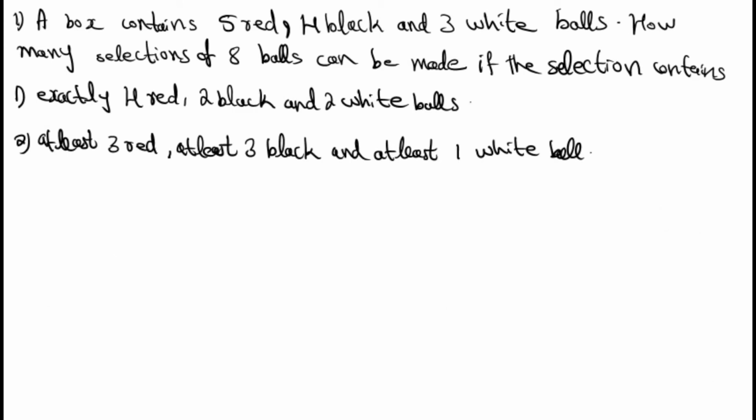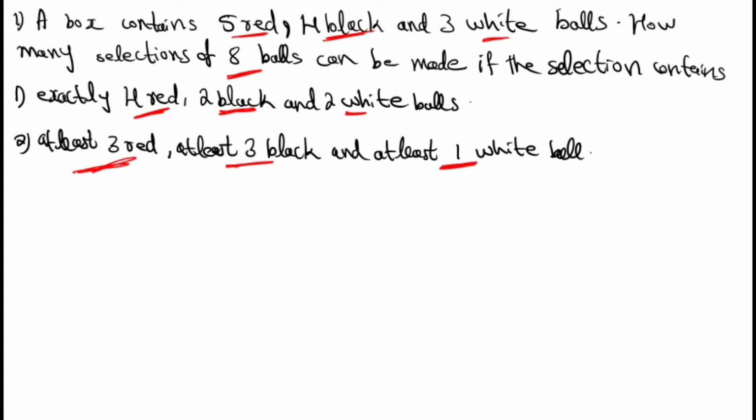See the next question. This is an important 3-mark question. A box contains 5 red, 4 black and 3 white balls. How many selections of 8 balls can be made if the selection contains, first, exactly 4 red, 2 black, 2 white balls. That means exactly 4 red, 2 black, 2 white balls, not more or less than the given number. Second, at least 3 red, that means 3 or greater than 3; at least 3 black, 3 or greater than 3; and at least 1 white, that means 1 or greater than 1.